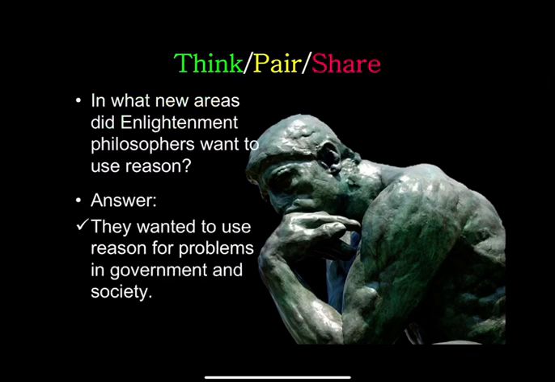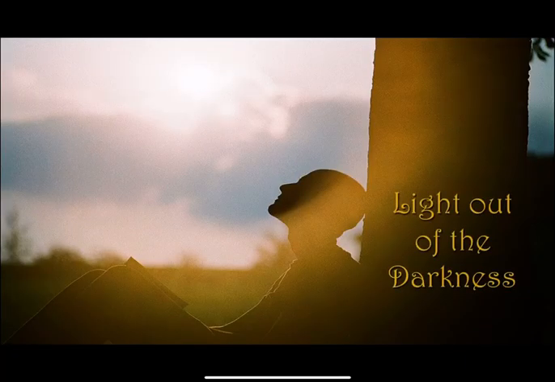So government and society. Can I read this one? Sure. Answer: they wanted to use reason for problems in government and society. Very good. We need another Enlightenment period.